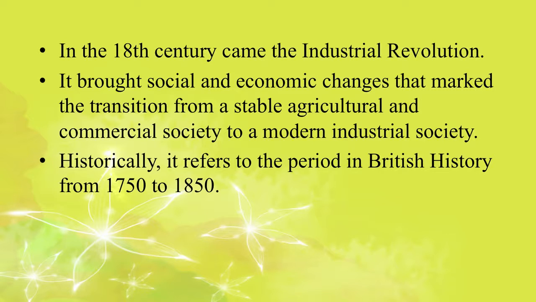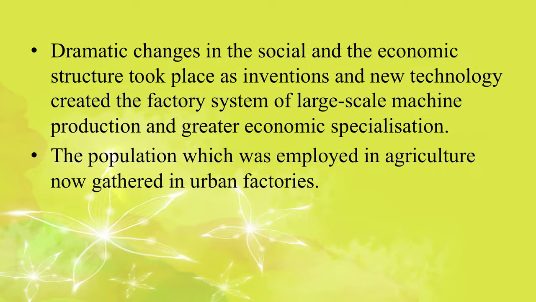In the 18th century came the Industrial Revolution. It brought social and economic changes that marked the transition from a stable agricultural and commercial society to a modern industrial society. Historically, it refers to the period in British history from 1750 to 1850. Dramatic changes in the social and economic structure took place as inventions and new technology created the factory system of large scale machine production and greater economic specialization.